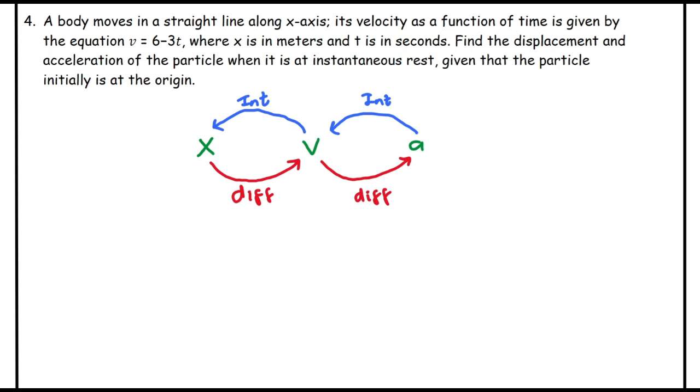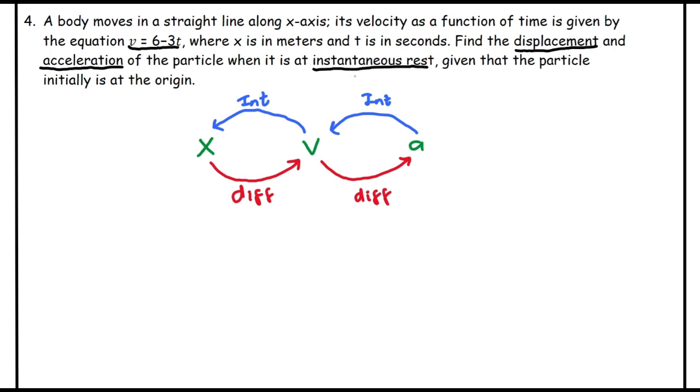Now, in the question, we've been given a velocity equation. V equals 6 minus 3t. What have we been asked to get? We've been asked to find the displacement and the acceleration of the particle at instantaneous rest.